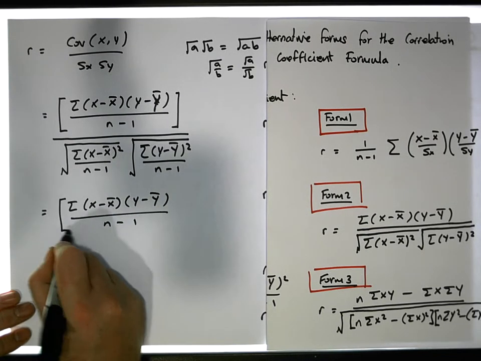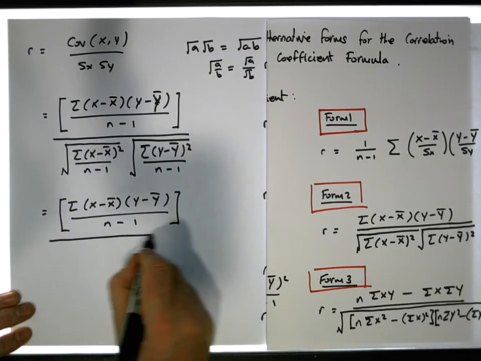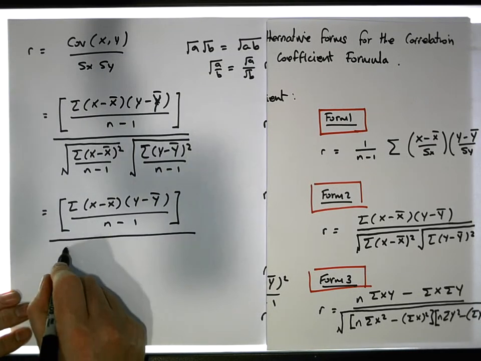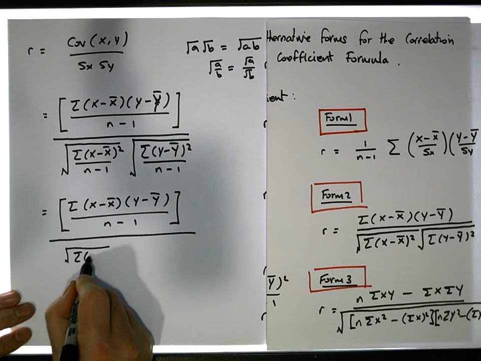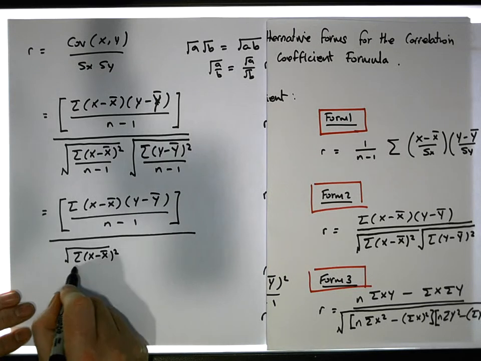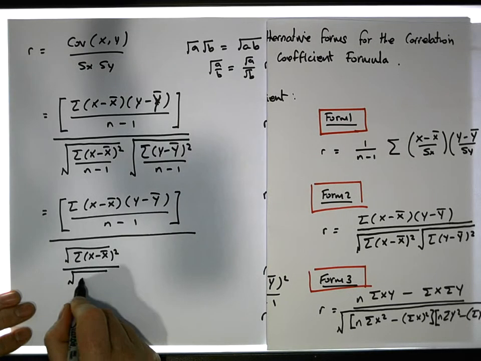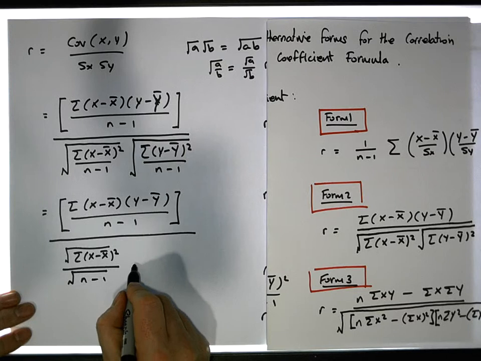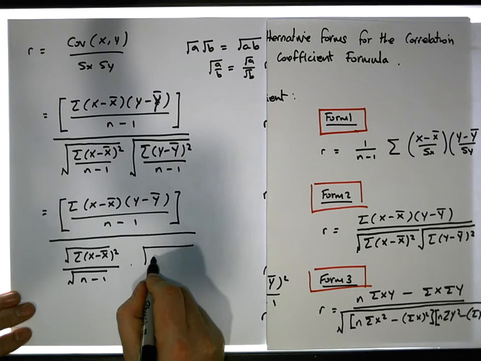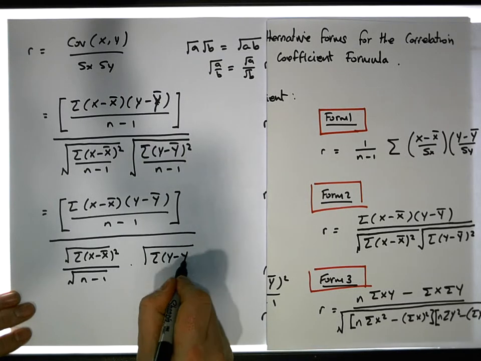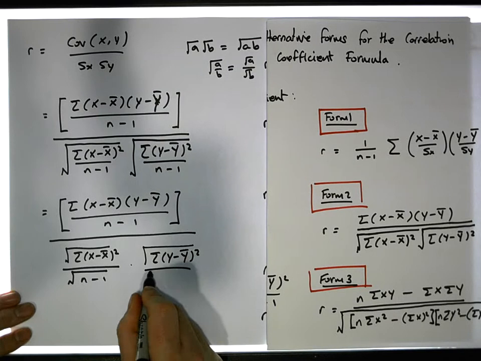That's our numerator. We haven't touched that just yet. Divided by, in this case, the square root of the sum of the x's minus the x bar squared, divided by the square root of n minus 1, and that's to be multiplied by the square root of the sum of the y's minus the y bars squared, divided by the square root of n minus 1.